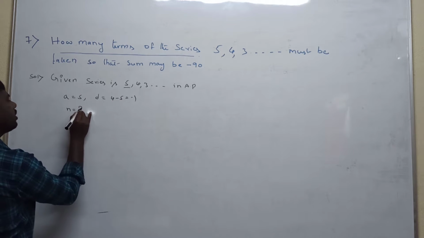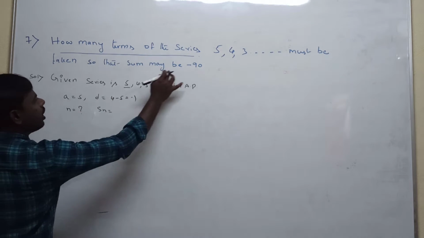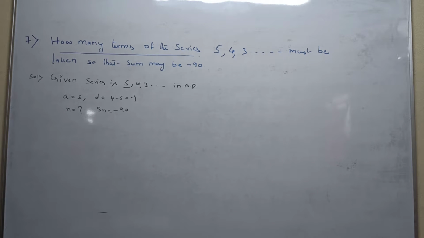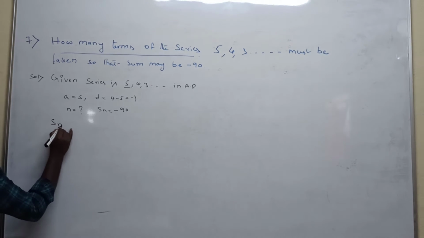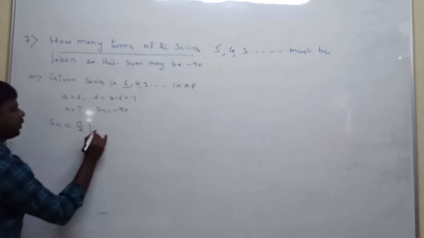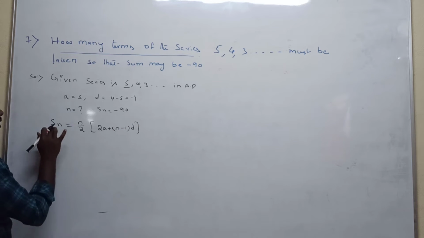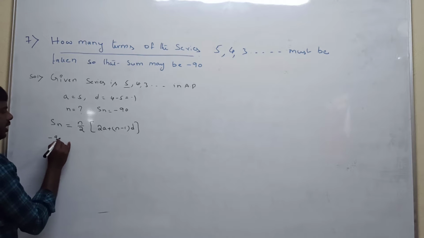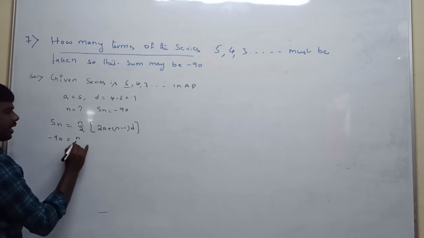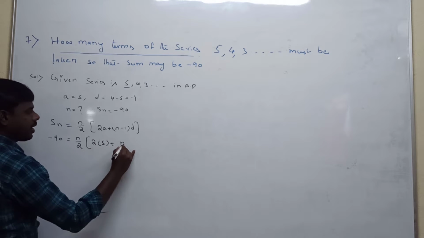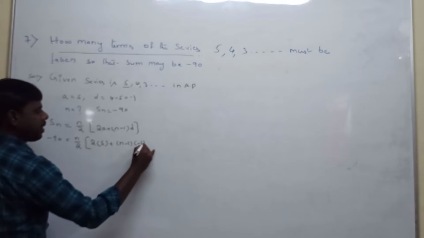We need to find the n value. The sum value they gave is minus 90. We apply the sum of n terms formula of the arithmetic progression, Sn is equal to n by 2 into 2a plus n minus 1 into d. Now applying all the values, minus 90 is equal to, we don't know the n value, so we write it as it is, n by 2 into 2 times 5 plus n minus 1 into d value minus 1.